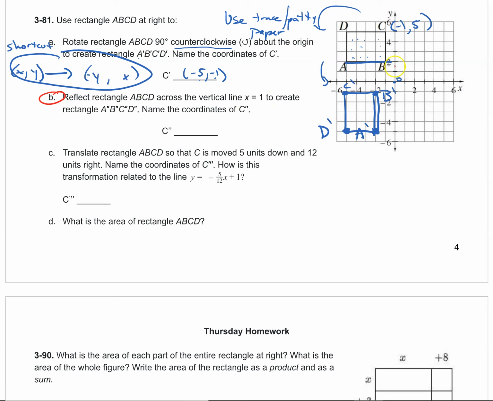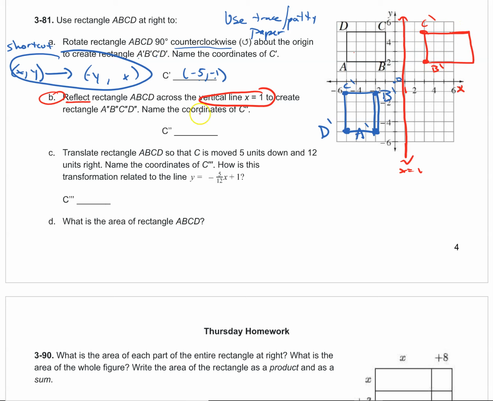Okay, so ABCD, it's referring to this original rectangle. Okay, and x equals 1, it's a vertical line, so go to the x-axis, find 1, and draw a vertical line. So it's got to be a mirror image on the other side. This looks like it's 2 units away from our line of reflection. B prime goes there, C prime goes here, and then we kind of redraw our rectangle like that. That's a mirror image or a reflection.